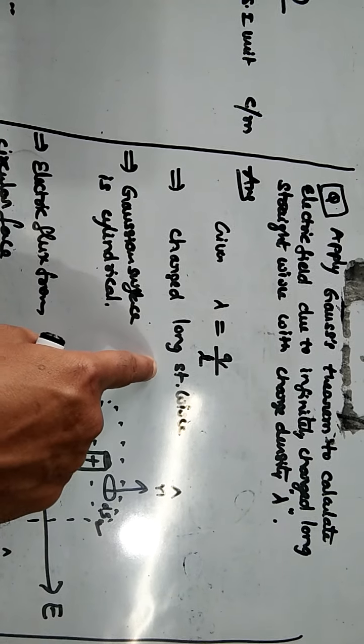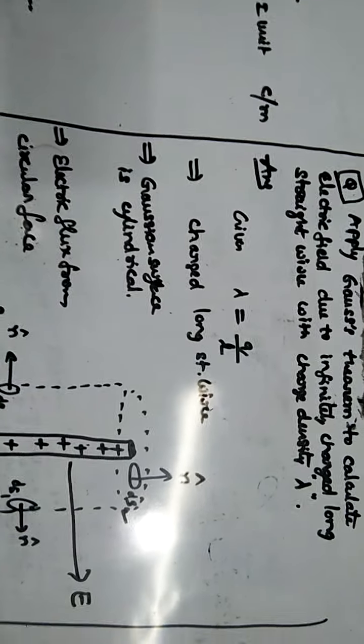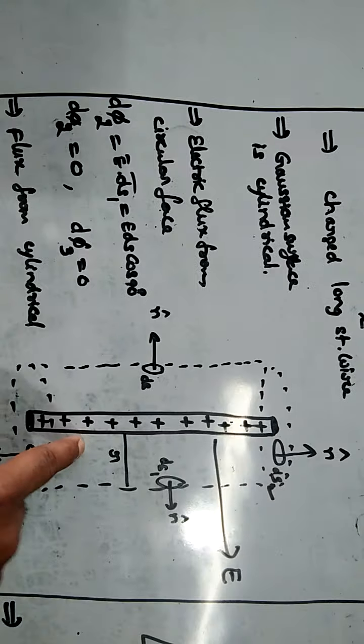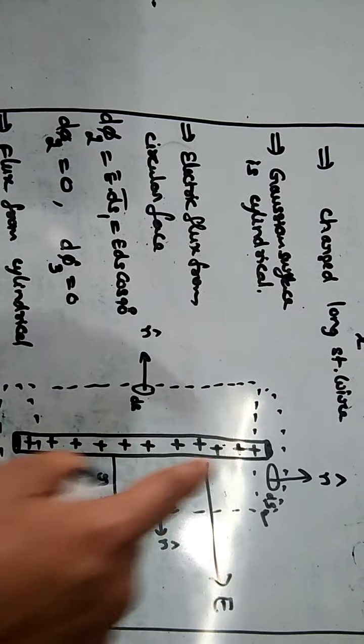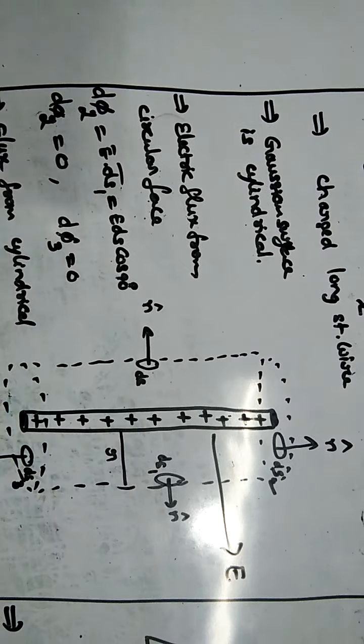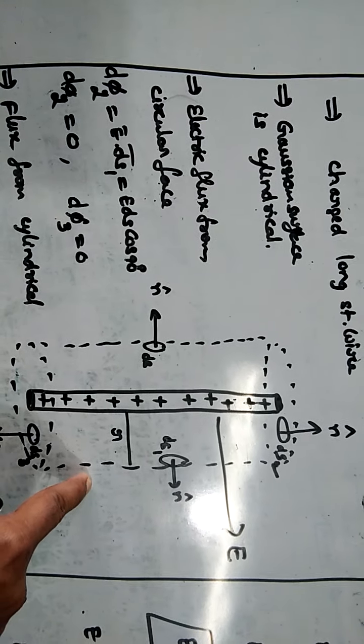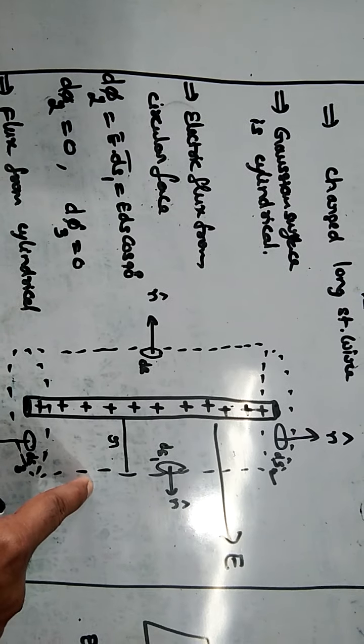Second point, I told you, what is the body here? Infinitely long charged straight wire. So see the diagram. This is the charged wire. Charge resides on the surface. Do you remember what is the third step? Imagine the Gaussian surface. I told you the Gaussian surface must be indicated by the dotted line. This is the dotted line.